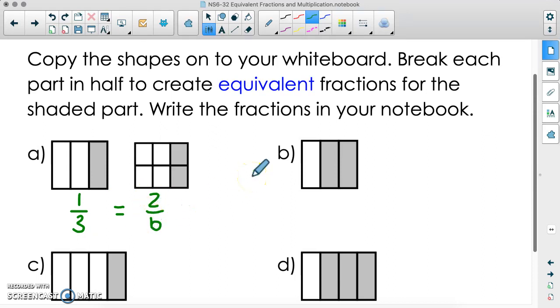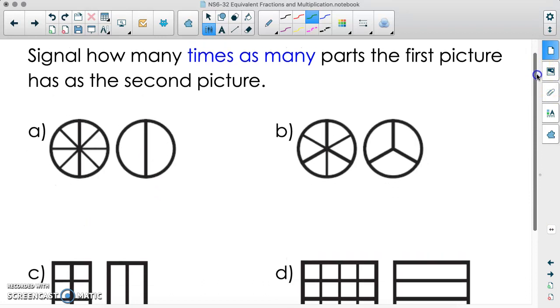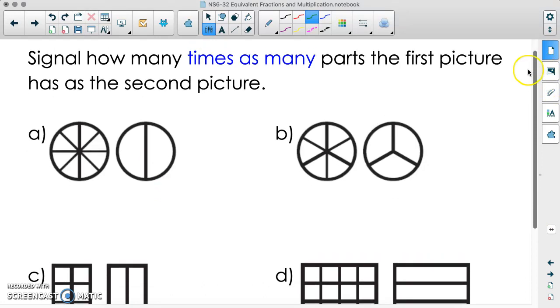I want you to complete B, C, and D on your whiteboard by cutting them into half and then resume your screencast. Great job. So you have found all of your equivalent fractions for the fractions that you were given by cutting them in half. So now we're going to look at these pictures. I want to know how many times as many parts the first picture has as the second picture.